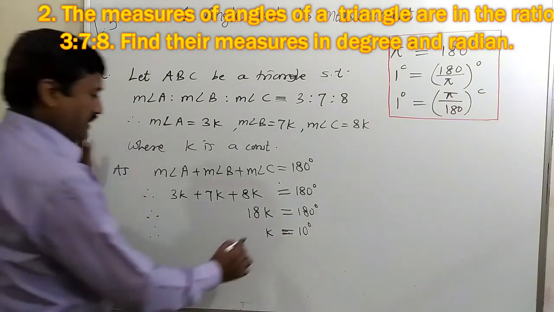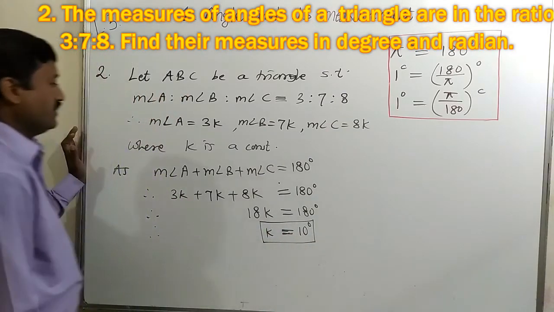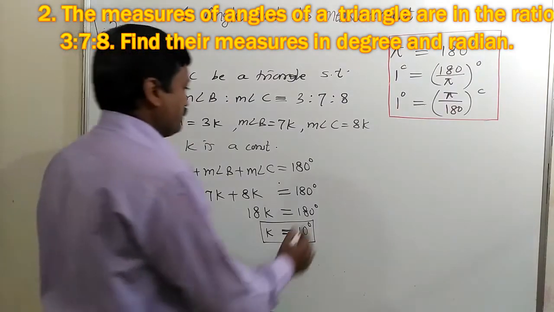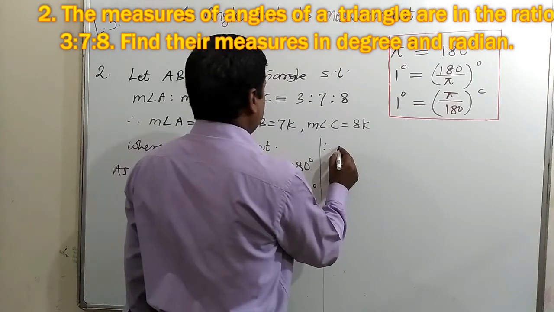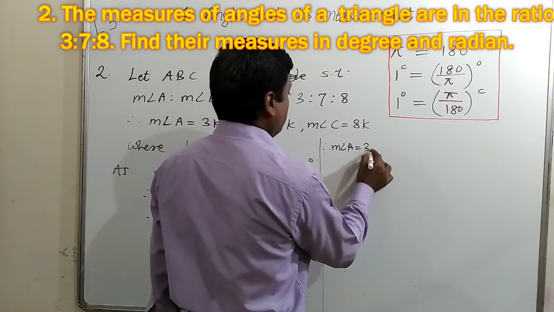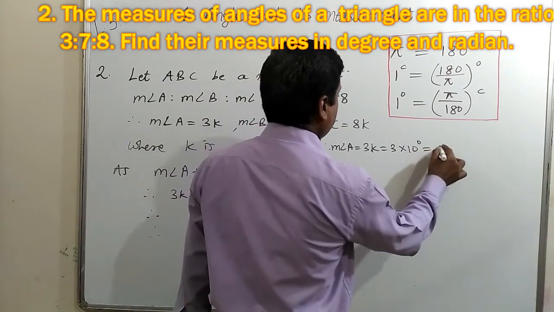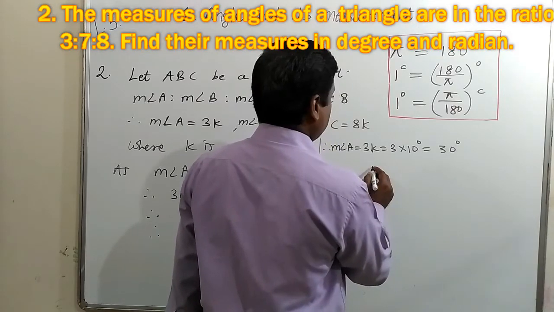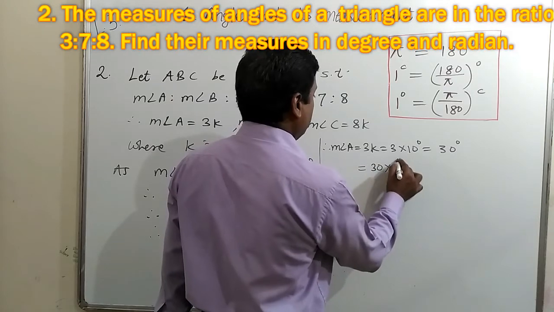So the constant k here we get its value as 10 degree. So the measures of angles A, B, C we can find. Therefore, measure of angle A is equal to 3K, that is equal to 3 into 10, that is equal to 30 degree, and it can be written as 30 into 1 degree.